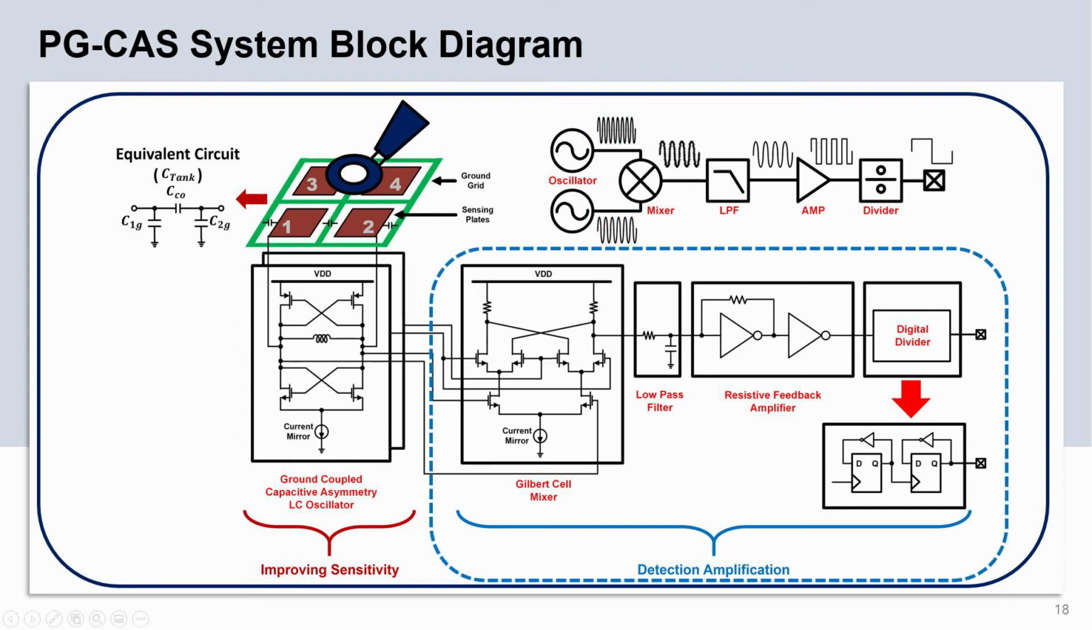To amplify the difference between two LC oscillators, the mixer that performs frequency translation by multiplying two oscillation frequencies, low-pass filter, resistive feedback amplifier, and digital divider are used. By downconverting the sensing frequency, the frequency shift change rate is increased, leading to improvement in detection range.